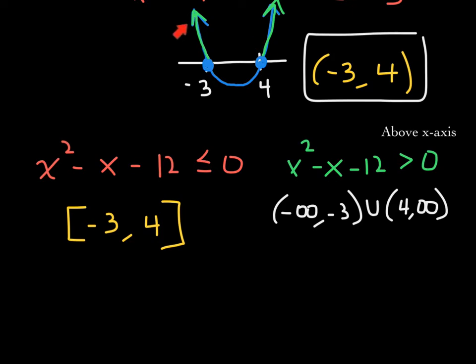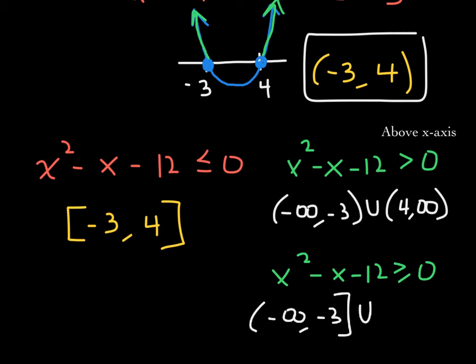Remember, this branch goes forever to the left, right? So negative infinity to negative 3, union from 4 to positive infinity. And I put parentheses on negative 3 and 4 because this is strict, right? If the inequality were x squared minus x minus 12 greater than or equal to 0, well, it's the same thing, except you can now put brackets on the endpoints, on the x-intercepts is what I mean. Never put brackets on infinity or negative infinity.